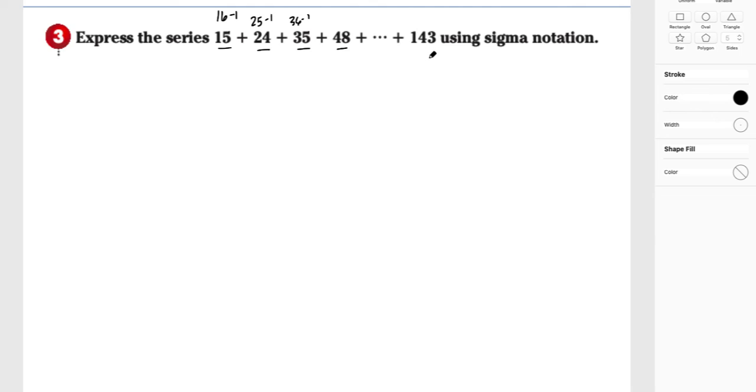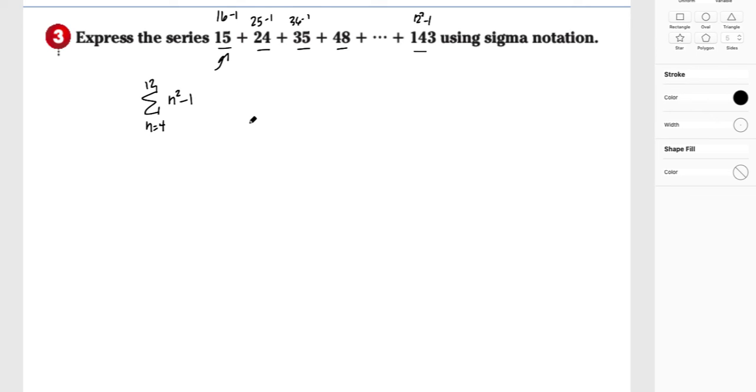So if we think about this as perfect squares minus 1, this series starts with 4 squared minus 1. Are you with me? So we could write the sigma notation as follows. Let n equal 4, and we can go up to, well, what is this guy? Since it ends here, that's going to be 12 squared minus 1. 144 minus 1 is 143. So we're going to go from 4 to 12. Are you with me? And then it's going to be n squared minus 1.